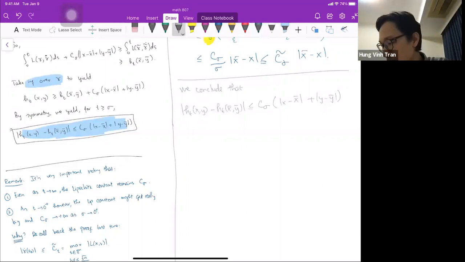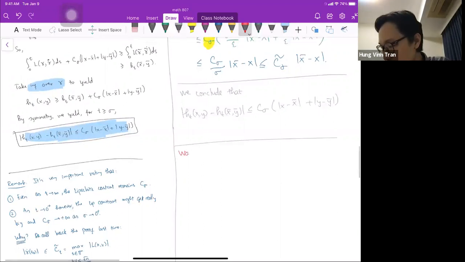I would say right away, that warning: that C_sigma goes to infinity as sigma goes to zero, and as a matter of fact, h_t(x,y) is not uniformly Lipschitz in (x,y) as t goes to zero.